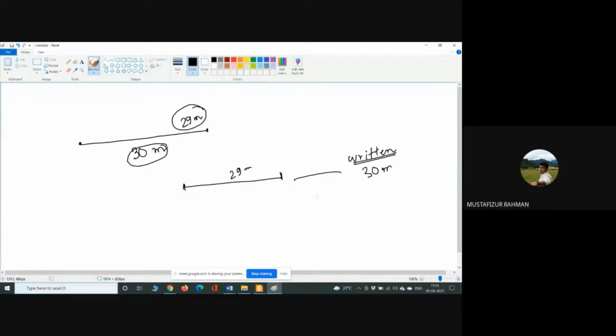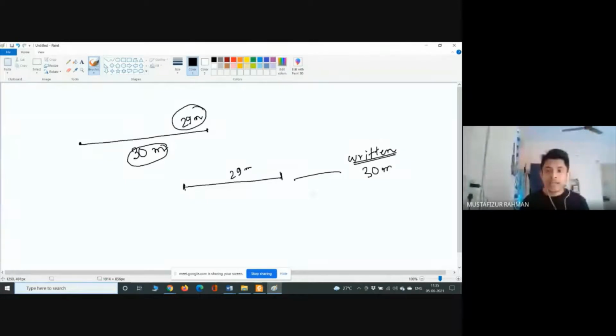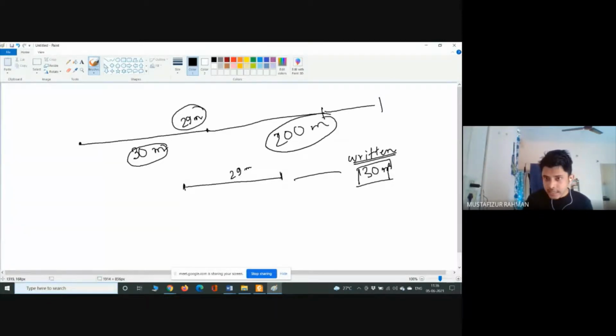We have an error here. We need correction. What we have to do, we have to reduce this value. We have written it 30 meter, but in reality it is not 30 meter, it is 29 meter only, right? So in one chain length we can do that. But if it is a greater length, say for example we have measured 200 meter with that same chain, and we have some errors over there, then we have to use these very simple calculations: what is the error in 1 meter, and then what is the error in 200 meter, right?